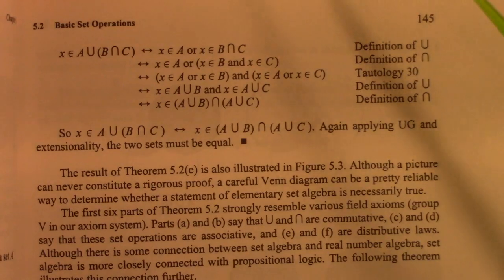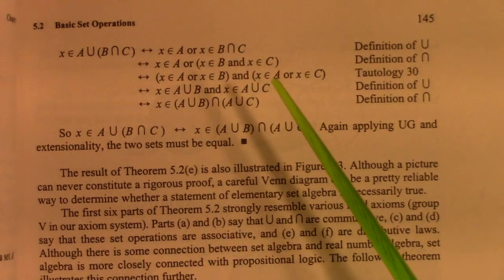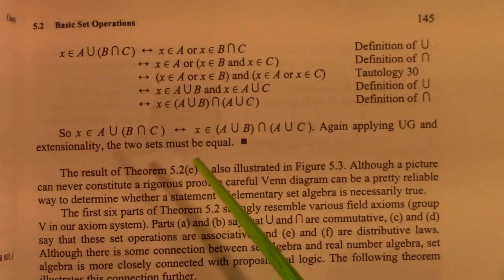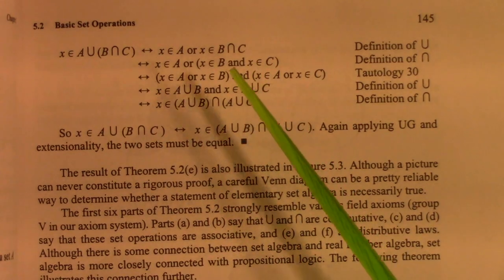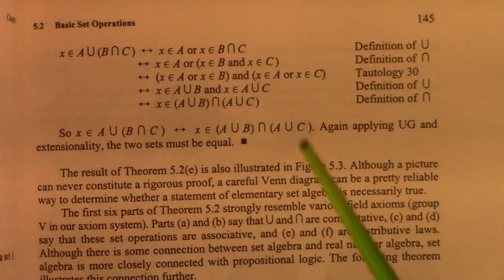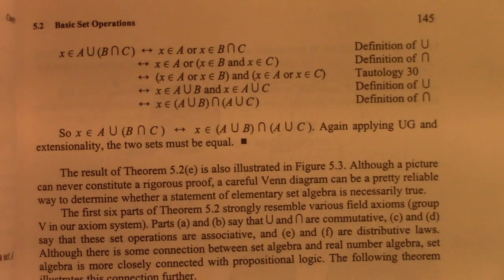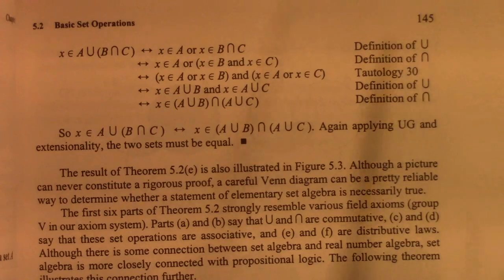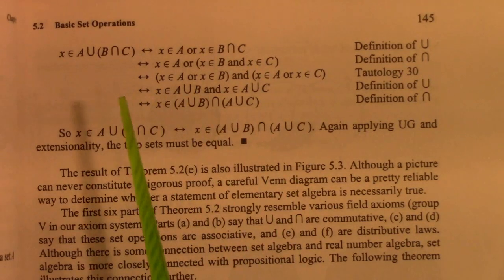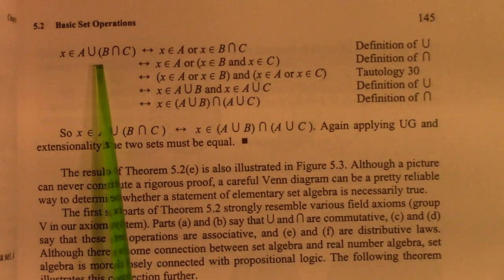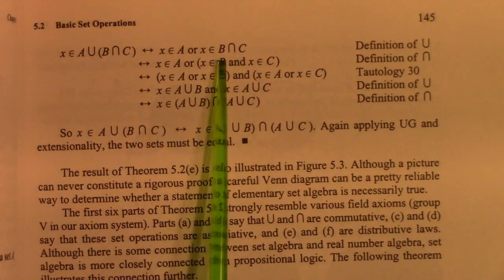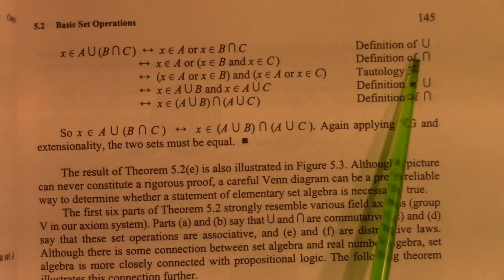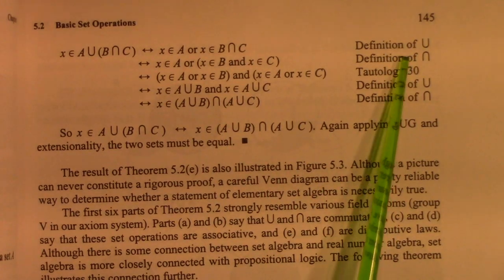So, if I ask you, I may say something like, if you use a biconditional proof of set equality, make sure you comment each step. That's what I'm talking about here. So let me just get into it. X is an element of this union with this intersection if X is an element of A, or X is an element of B intersect C. Well, that's the definition of union. Excellent, right?